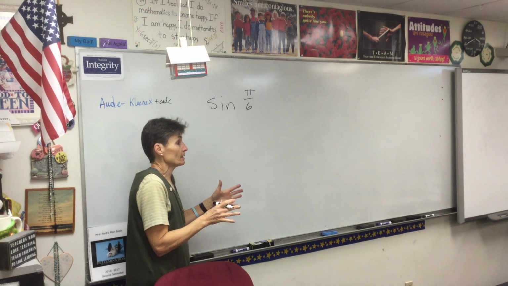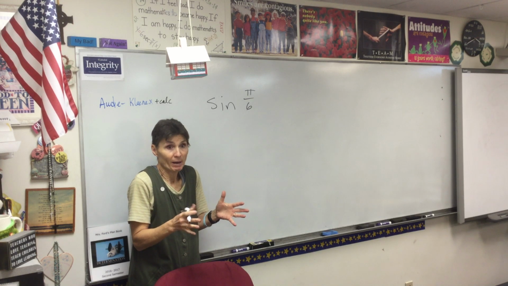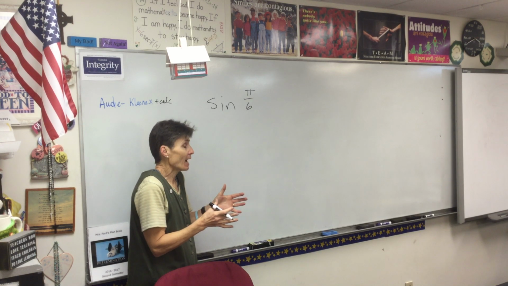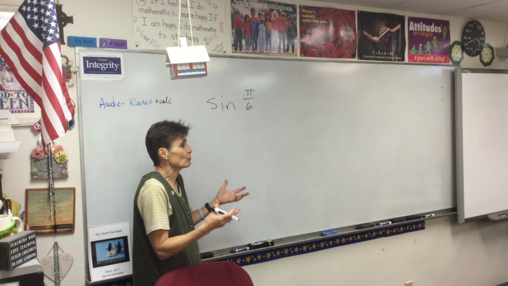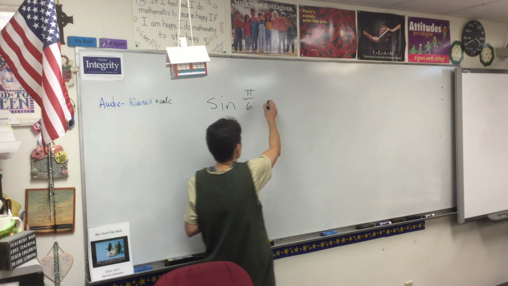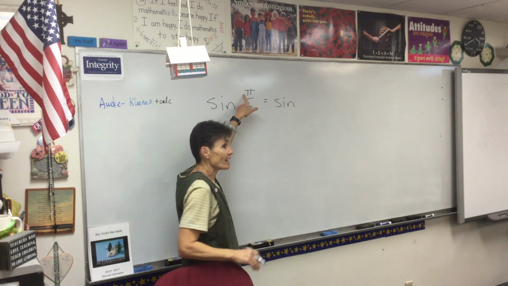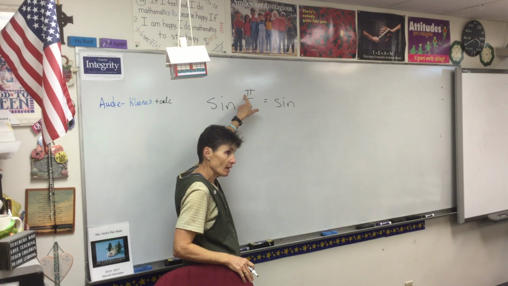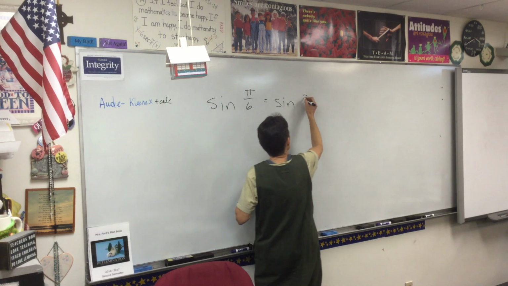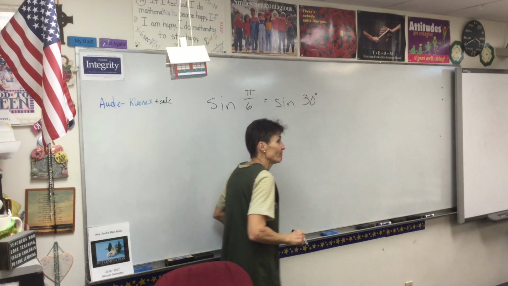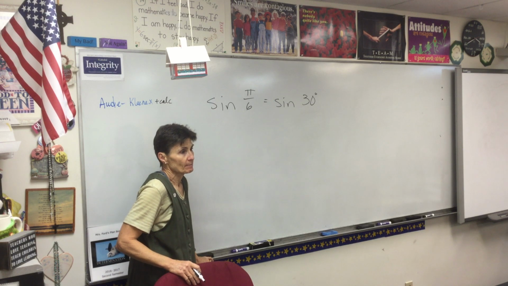So the first thing Olivia says is, that is a radian measure, pi over 6. I am not comfortable with radian measures because I just got introduced to them. So I'm going to change that to a degree measure. Pi is 180. 180 divided by 6 is 30. So what this is really asking me to find is the sine of 30 degrees.